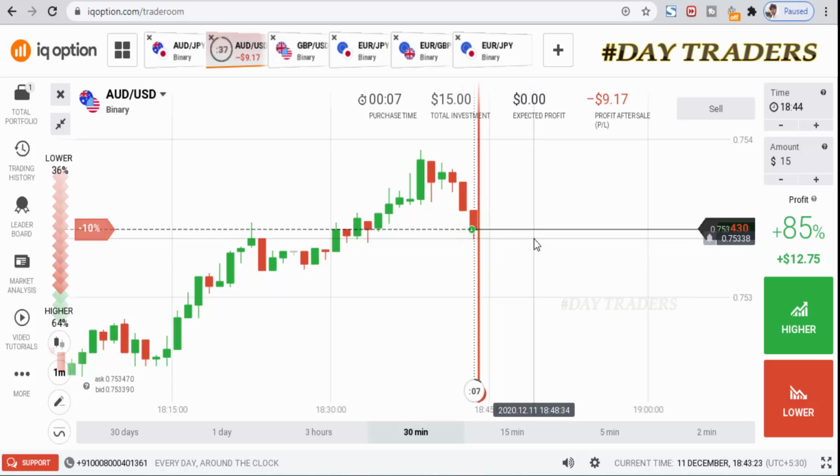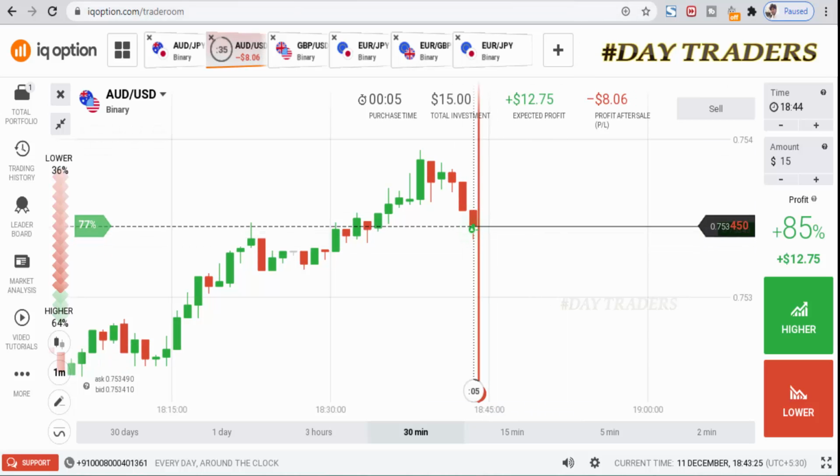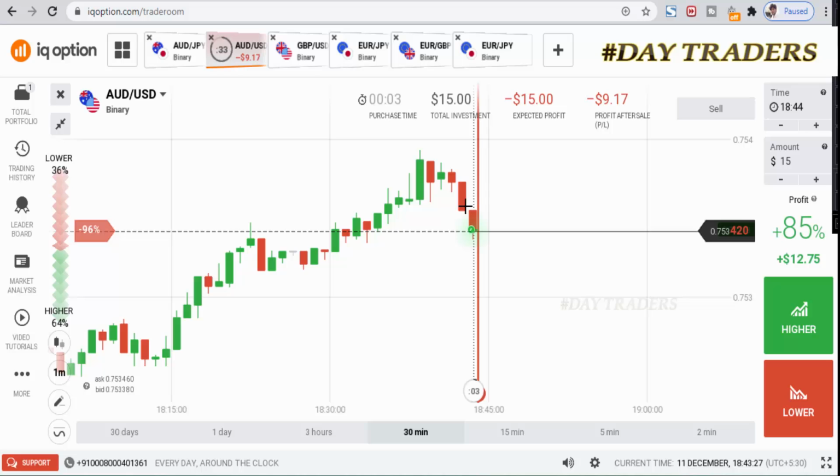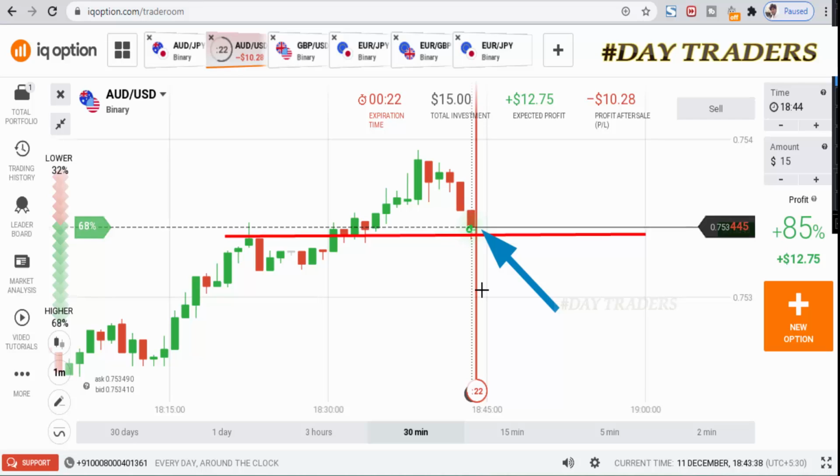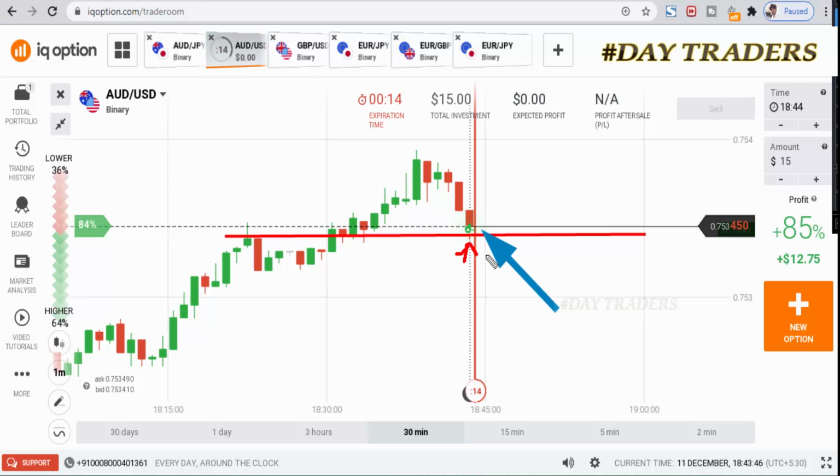So I'm expecting a rejection candle. That's the reason I place a higher option. Why? Because there is a level. Okay, there is a level. I'm expecting a rejection candle. Okay, it's a rejection of the level.